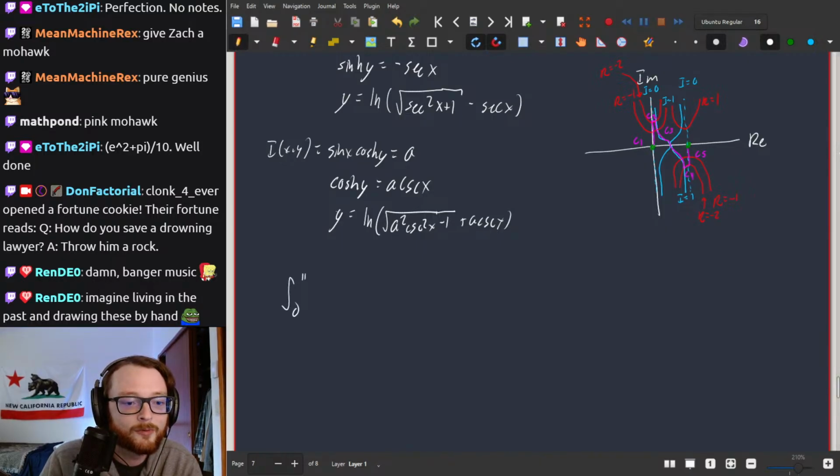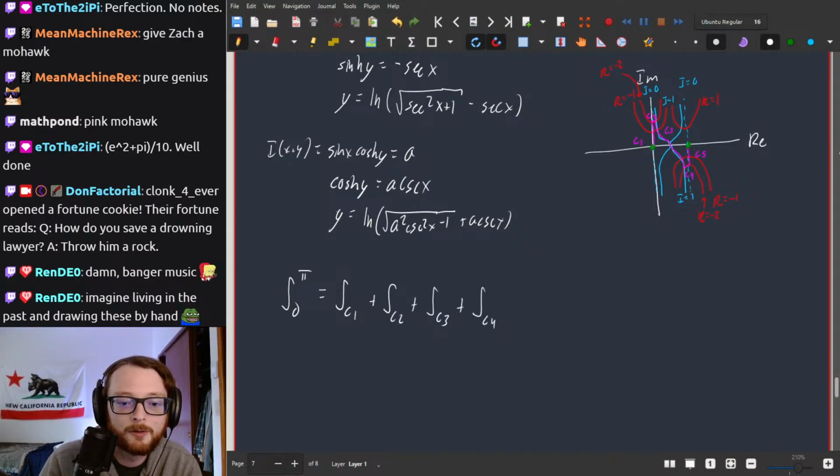The integral from 0 to 5 pi is equal to the integral on C1, the integral on C2, the integral on C3, the integral on C4, the integral on C5. C3 has an interior max to worry about.